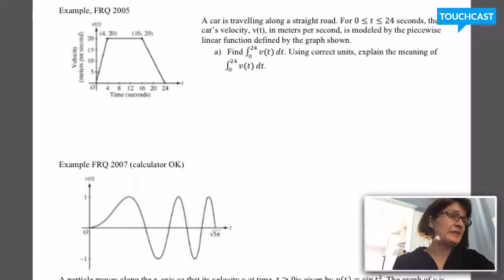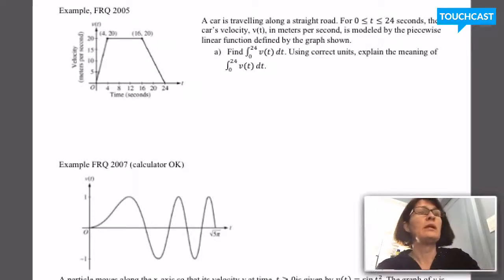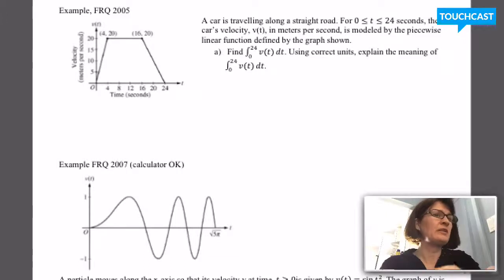All right, so now we can answer lots more questions from our free response notebook. Here's one. We have a graph that describes the velocity of a car traveling along a straight road. We have been asked to find the integral from 0 to 24 of v of t dt.